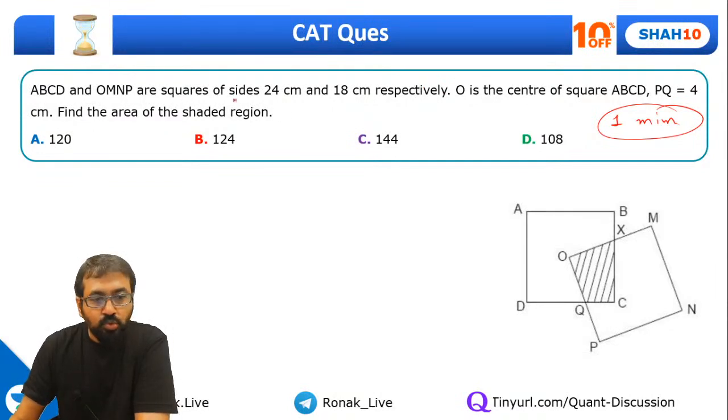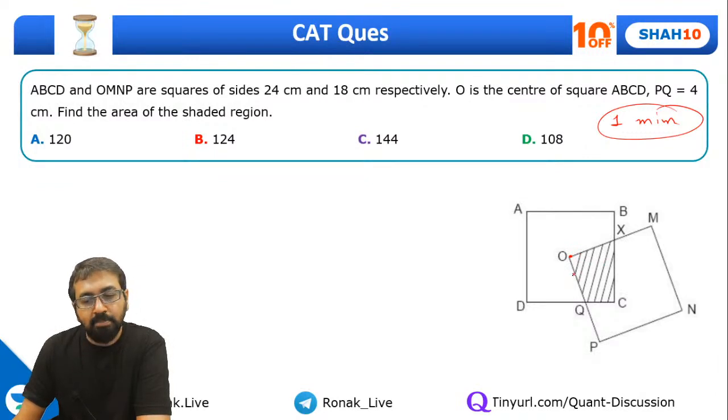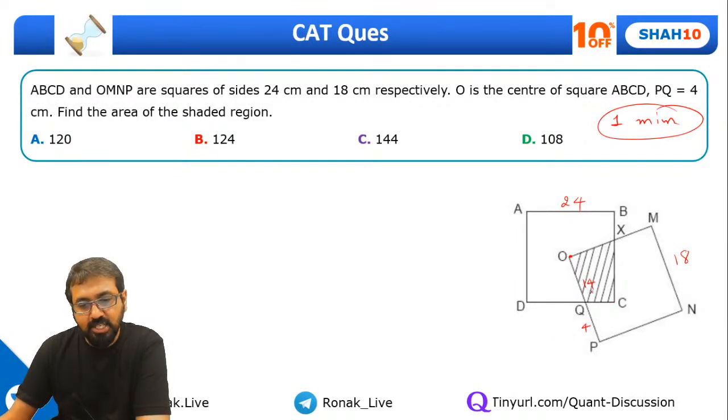Yeah, so these are two squares, and the vertex of this square coincides with the center of another square. So this may look like a complicated figure, right? How will you find out the shaded region? Because what you are given is these two sides: the side of square ABCD is 24, this is 18, right? And you are also told that PQ is 4. If PQ is 4, so what will be this one? Of course this has to be 14.